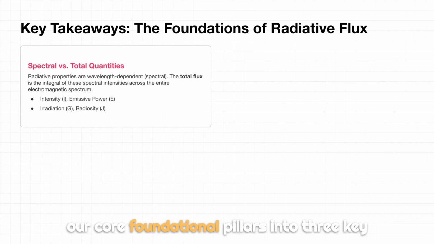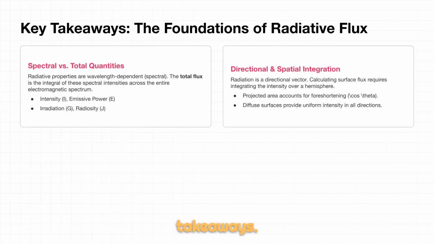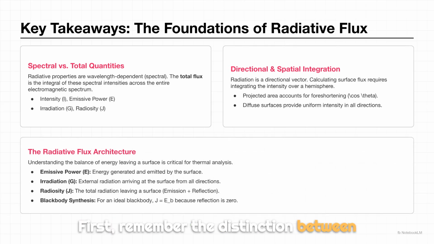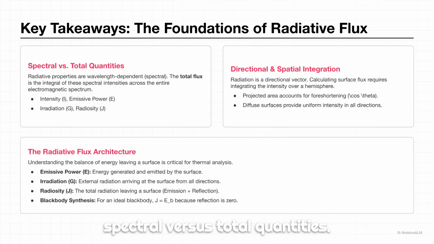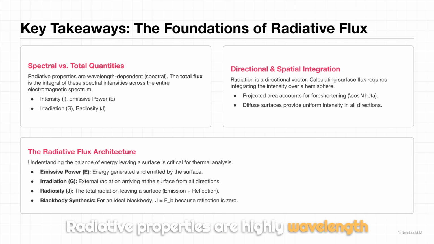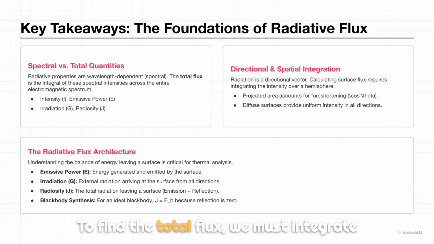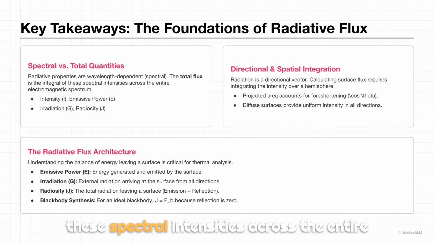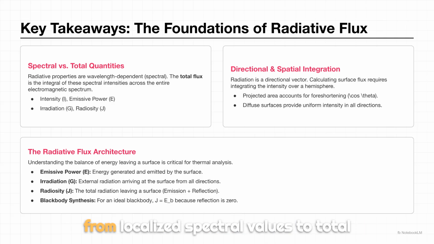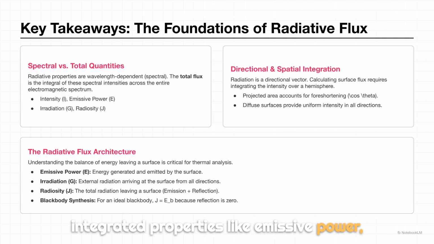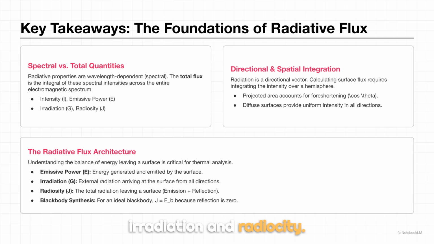As we wrap up our session, let's consolidate our core foundational pillars into 3 key takeaways. First, remember the distinction between spectral versus total quantities. Radiative properties are highly wavelength dependent. To find the total flux, we must integrate these spectral intensities across the entire electromagnetic spectrum, transitioning from localized spectral values to total integrated properties like emissive power, irradiation, and radiosity.